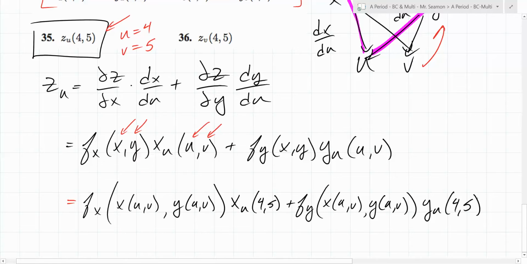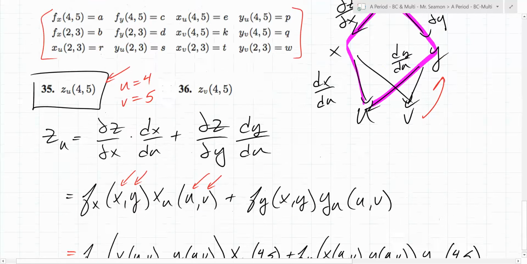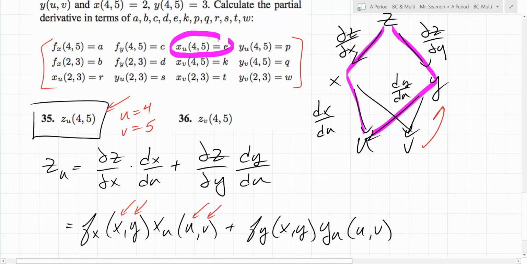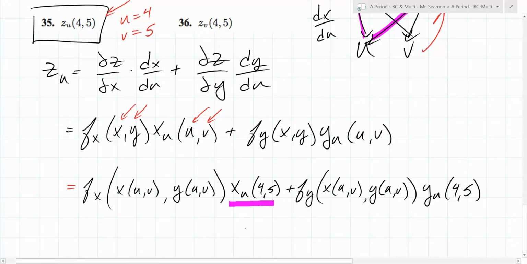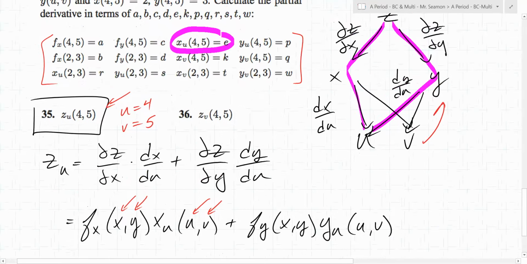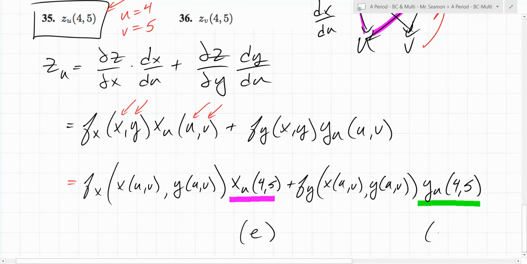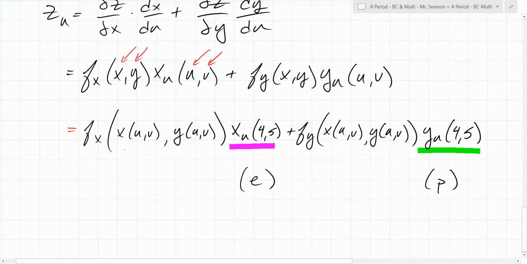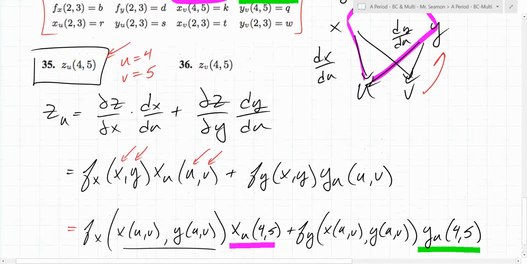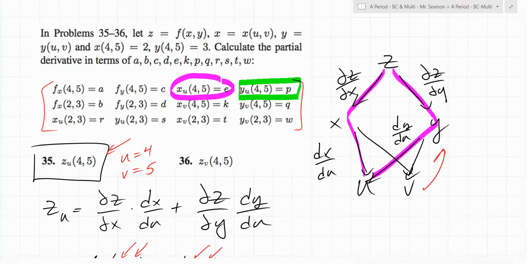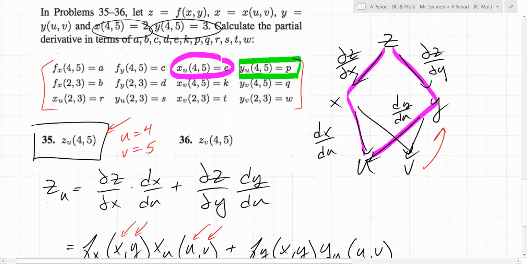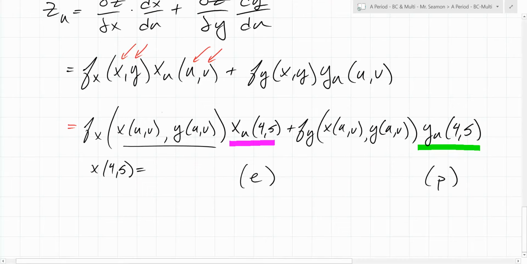Well, we know some of these values already. We know x sub u at 4, 5 is e, so we know that this one is e. And then y sub u at 4, 5 is p. So we have two of these already. The one other trick we have to do here is we have to actually evaluate these. Well, we know u and v are 4 and 5. So what is x at 4, 5 going to be? Well, it tells us up here in the question that x at 4, 5 is 2, and y at 4, 5 is 3. So it's 2 and 3.